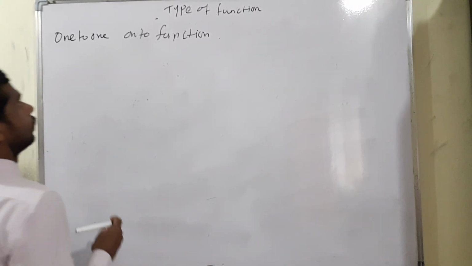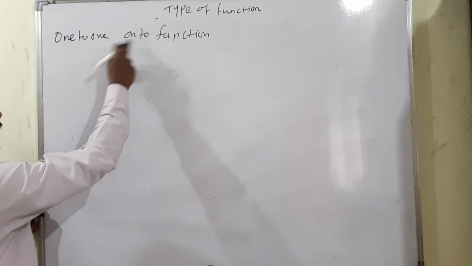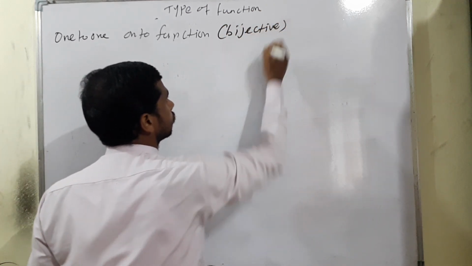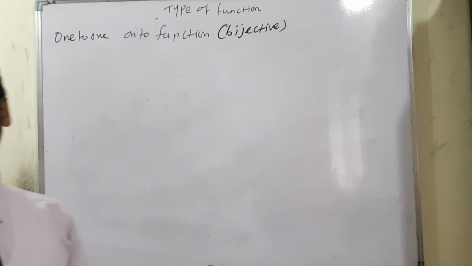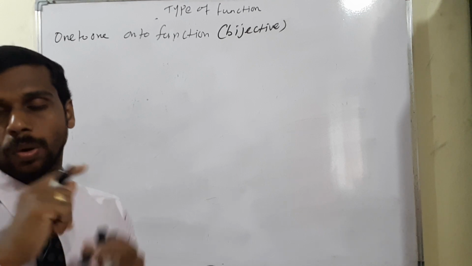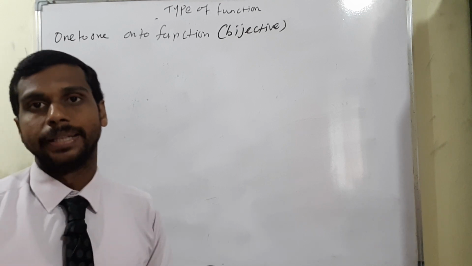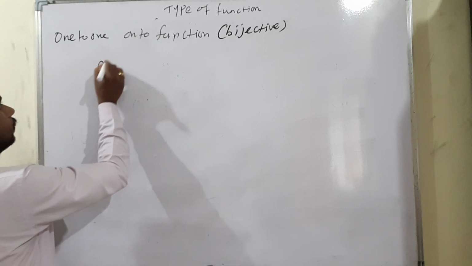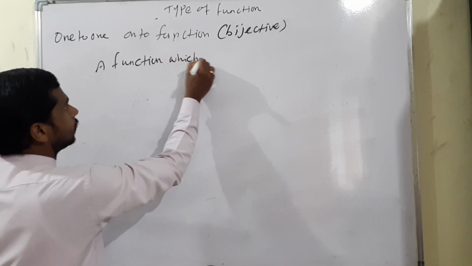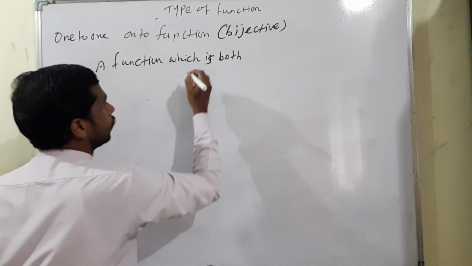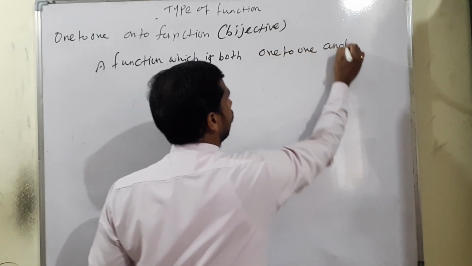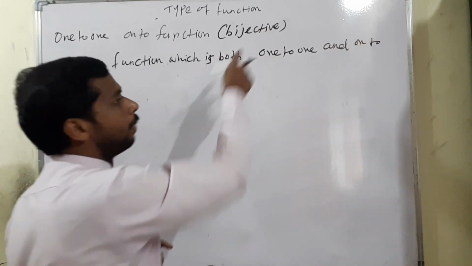So moving to another type of function, that is one to one and onto function. Both mixed is called bijective. Already I told you one to one has another name, injective, and onto has another name, surjective. So one to one and onto merged is called bijective. So a function, what is the definition? A function which is both one to one and onto is called bijective.